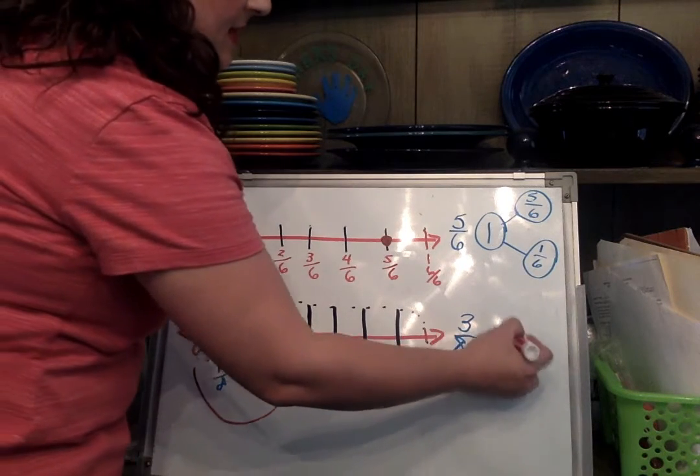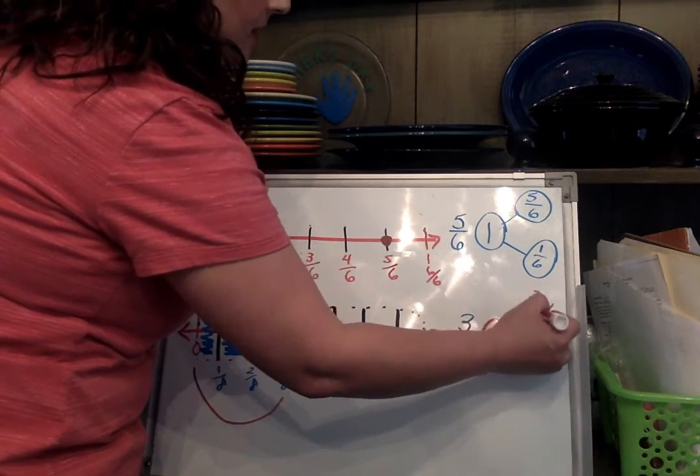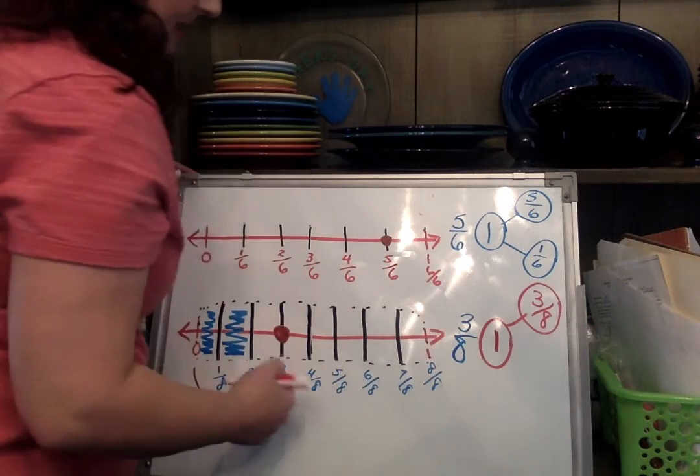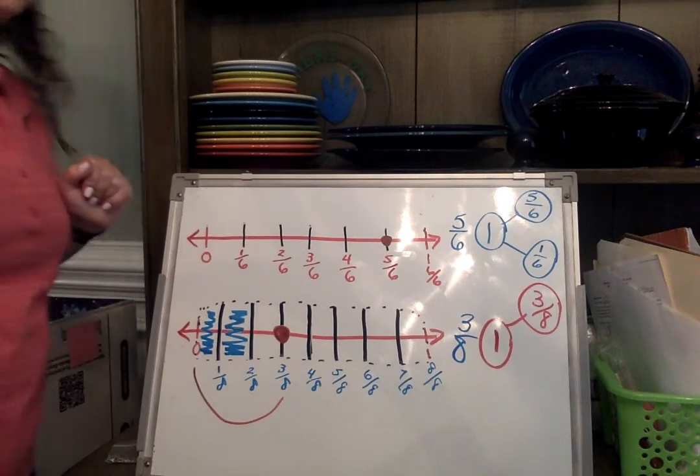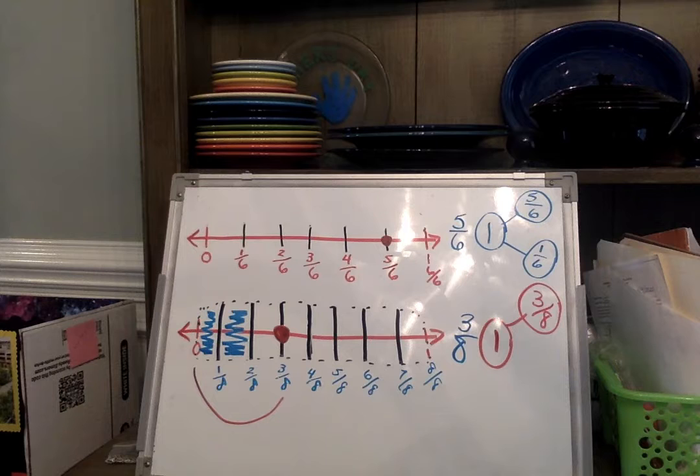Now, if I was going to write this as a number bond, my whole would be 1. I got to 3/8. How many more 8s do I need to get to 8/8?